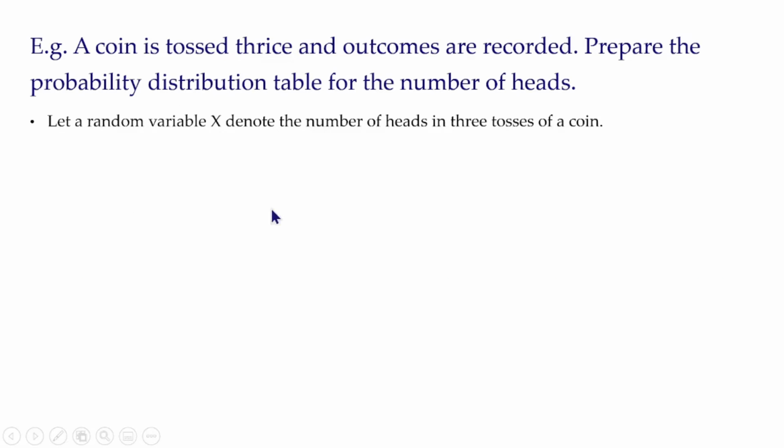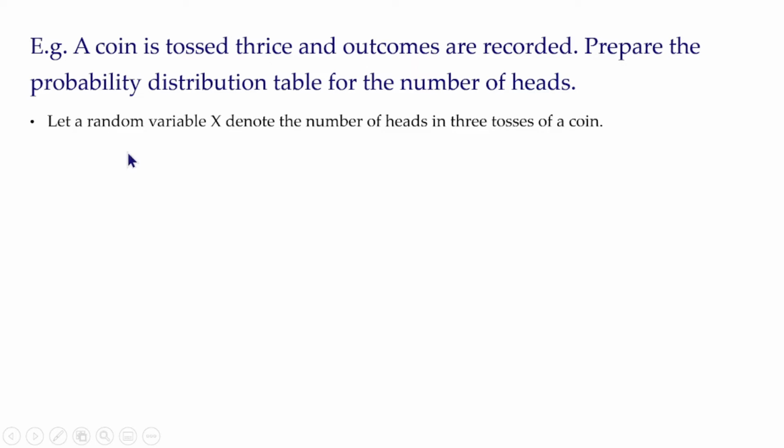Now we will see one more example. A coin is tossed thrice and outcomes are recorded. Prepare the probability distribution table for the number of heads. So here a coin is tossed these 3 times and the outcomes are recorded. We have to prepare the probability distribution table for the number of heads.